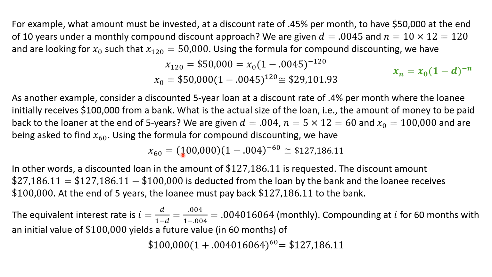So you have 100,000 for x0, times 1 minus 0.004 to the minus 60th. You're using this equation here, and then you just put this into a calculator. And so it's $127,186.11.